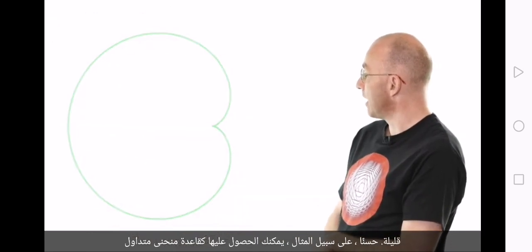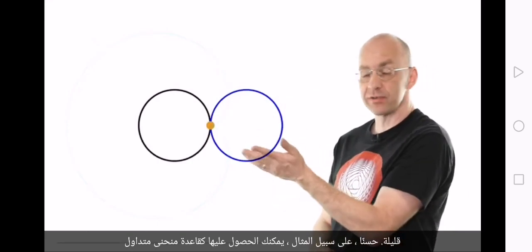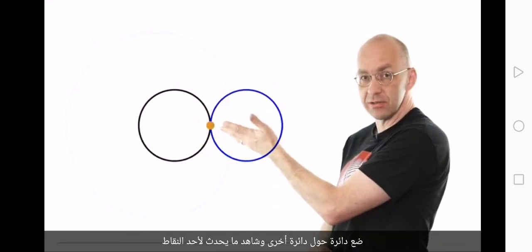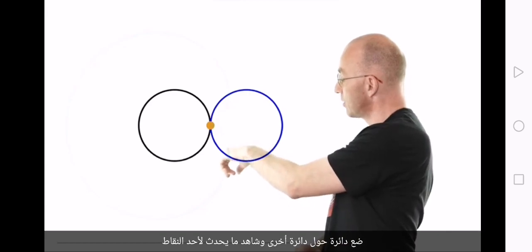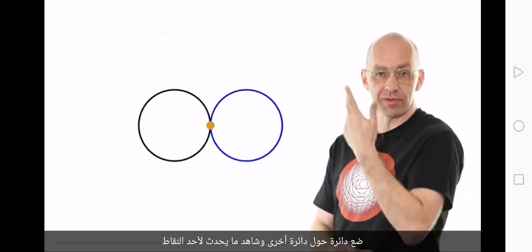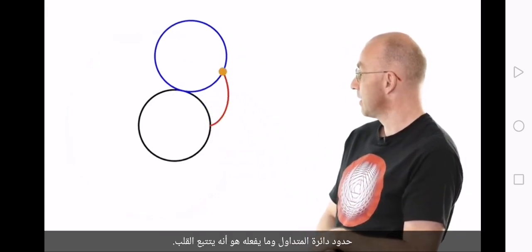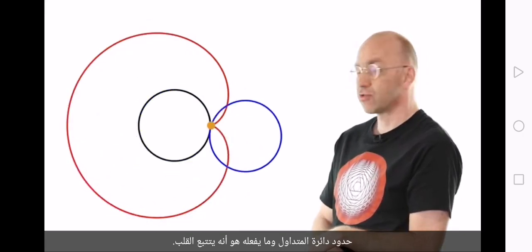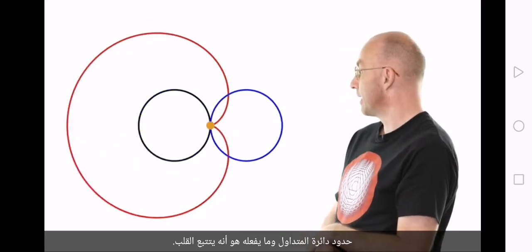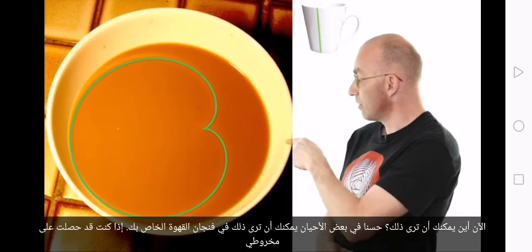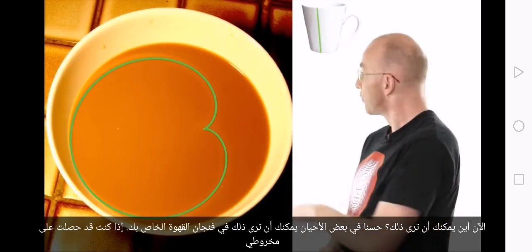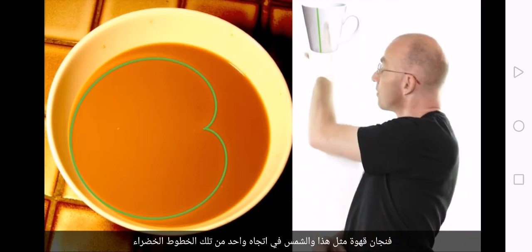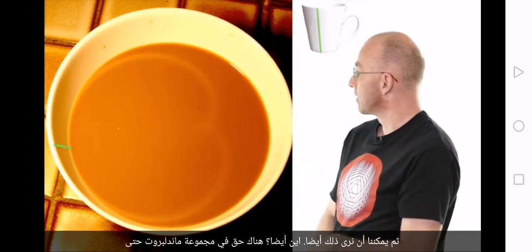For example, you can have it as a rolling curve. You roll one circle around another circle, and see what happens to one of the points on the boundary of the rolling circle. For example here. It traces the cardioid. Now where else can you see it? Well, sometimes you can see it in your coffee cup. If you've got a conical coffee cup like this, and the sun is in the direction of one of those green lines in the coffee cup, then you can also see a cardioid in there. Where else?